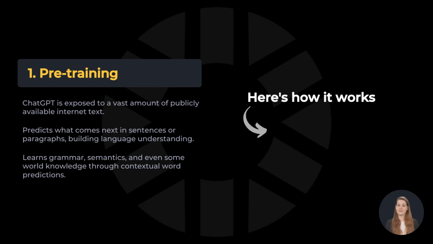Here's how it works. Exposure to text data. ChatGPT is fed with an extensive and diverse corpus of text, which can include everything from books, articles, websites, and more. This corpus is used to expose the model to a wide range of language patterns and structures. Predictive learning. ChatGPT learns by predicting what comes next in a given sentence or paragraph. It tries to guess the next word or phrase in a text based on the context provided. This process helps the model learn grammar, syntax, semantics, and even some general world knowledge.